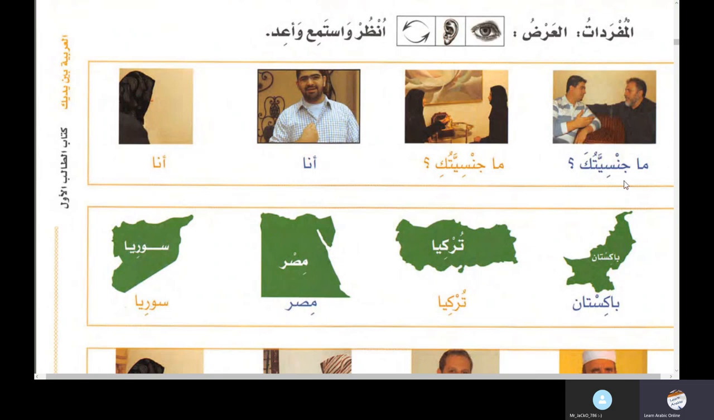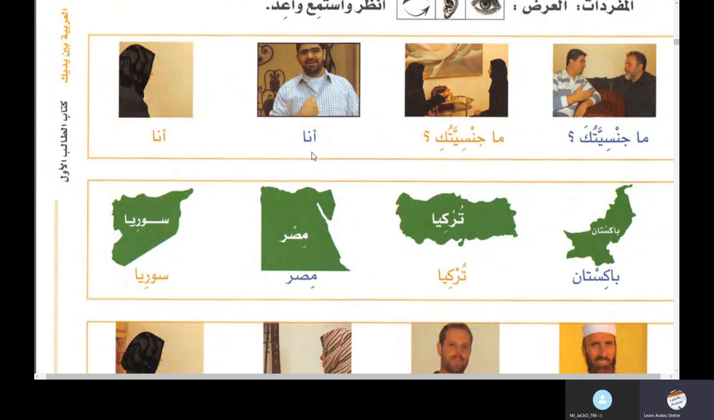Next. Ma jinsiyatuka? Ma jinsiyatuki? Good. So this is the difference between male and female. Ana. Ana is the same for male and female. Ana means I.